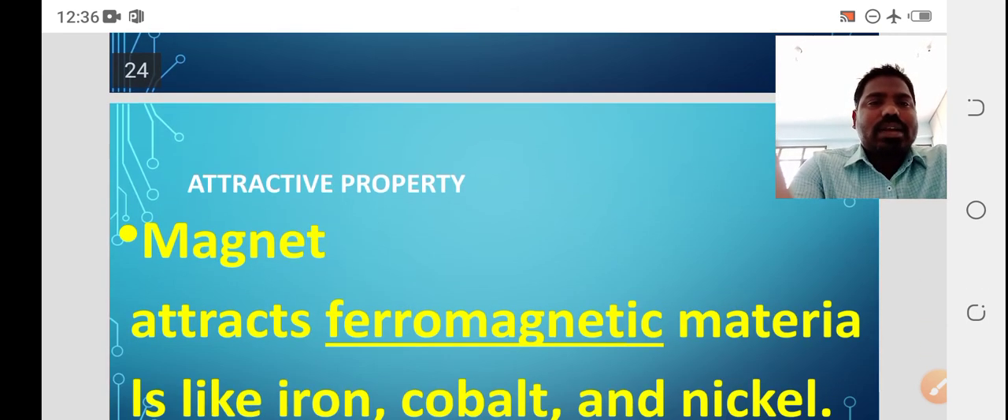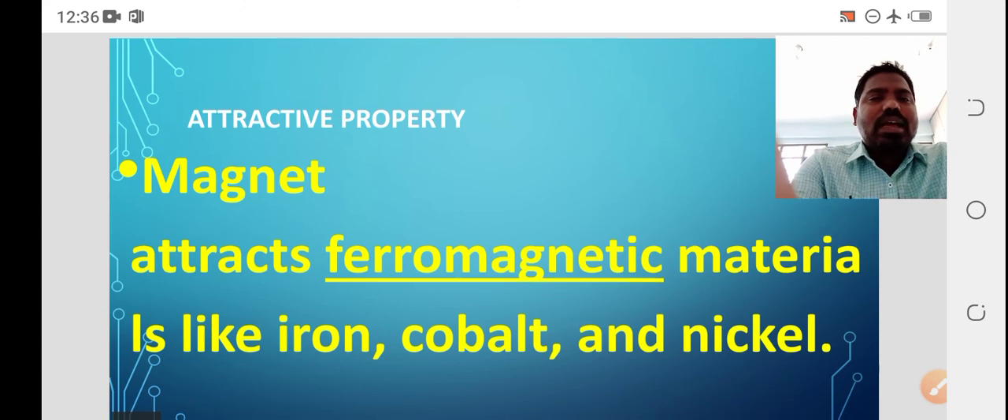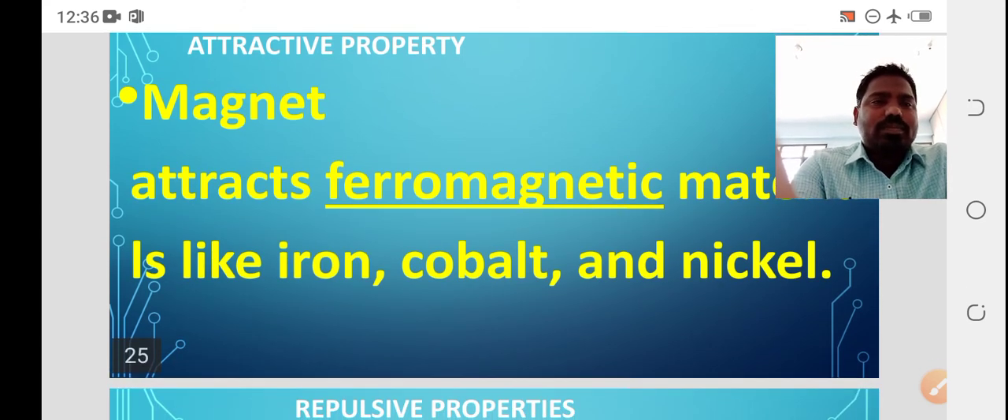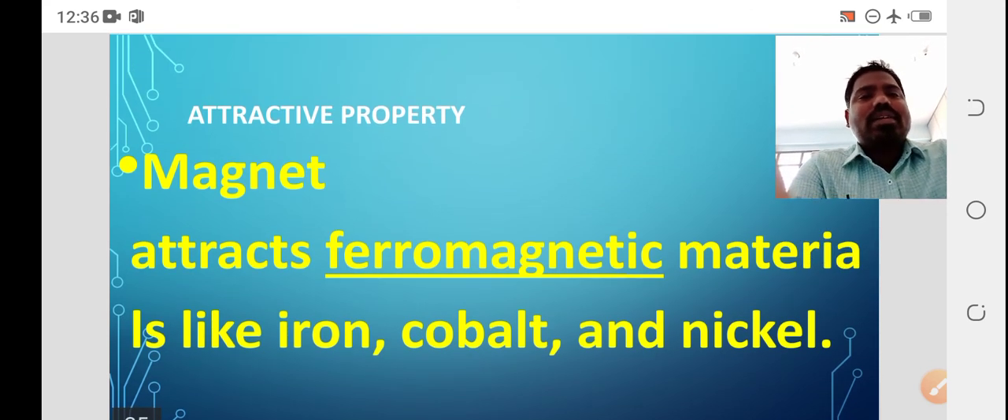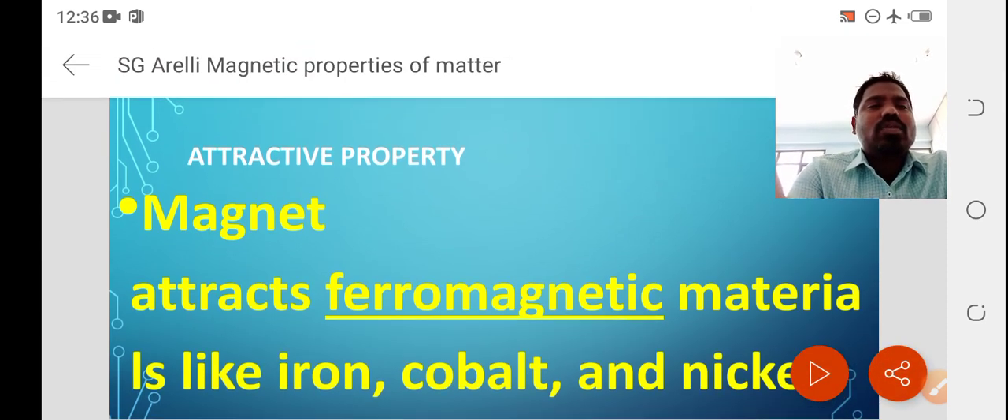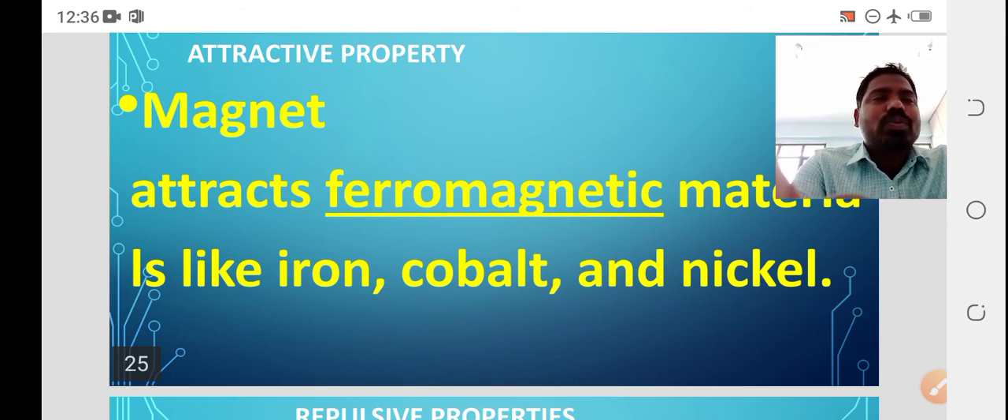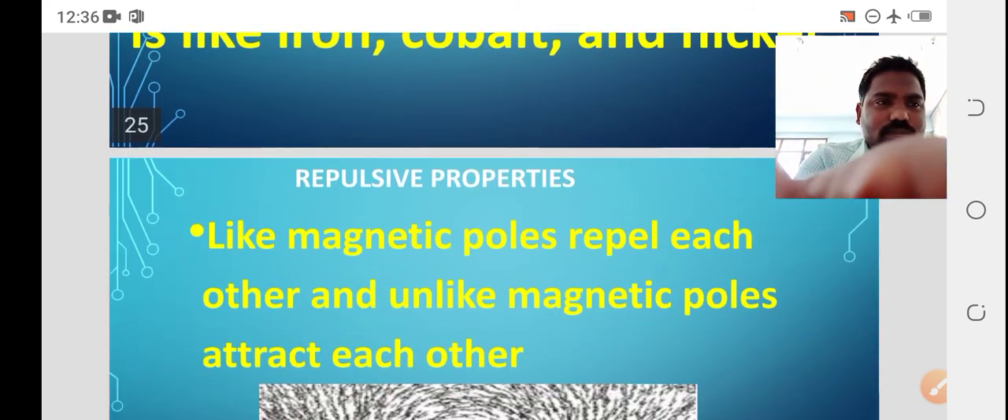Let's see what the attractive property is. A magnet attracts ferromagnetic materials like iron, cobalt, nickel. So iron, cobalt, nickel, these materials will be attracted by a magnet, and that is considered the attractive property.